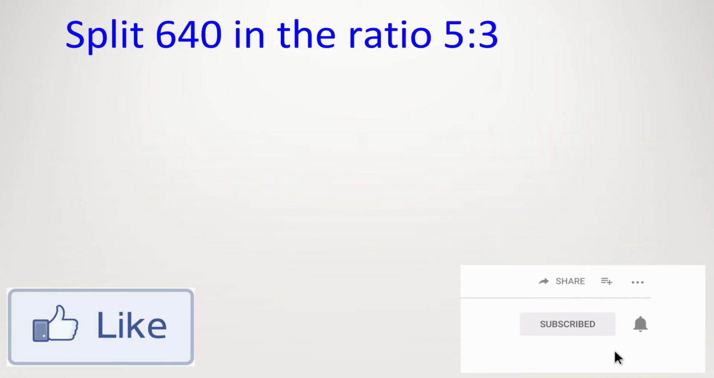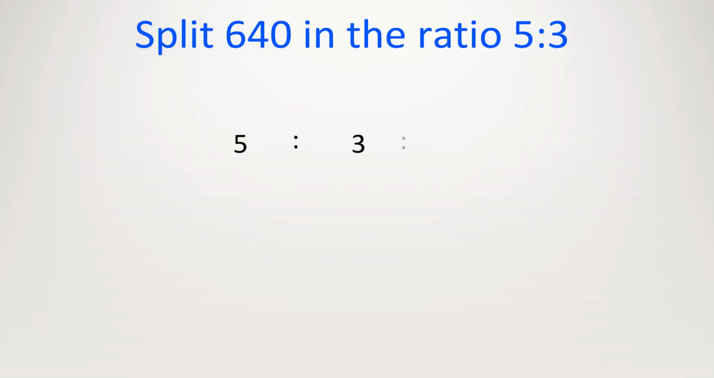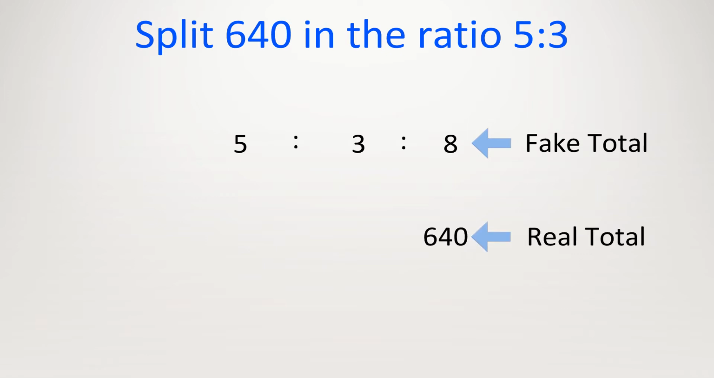Split 640 in the ratio 5:3. I will give you 10 seconds. First thing, 5 plus 3 equals 8. Fake total. 640 is the real total. Put this underneath. How do we go from 8 to 640? It's the same as 8 to 64, which is times by 8. 10 times as big, so it is times by 80. Do the same to 5 and 3. So 5 times 80 is 400, and 3 times 80 is 240.